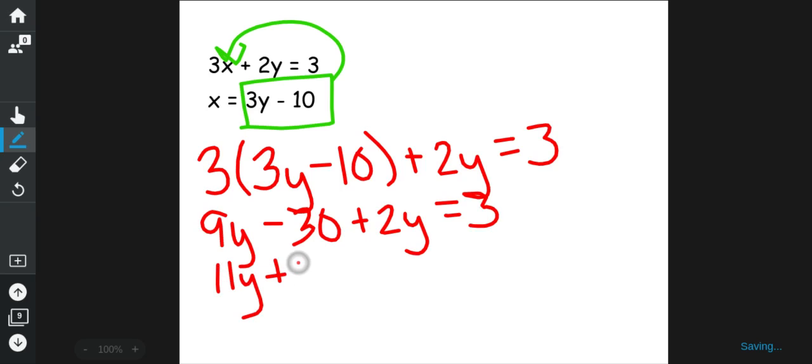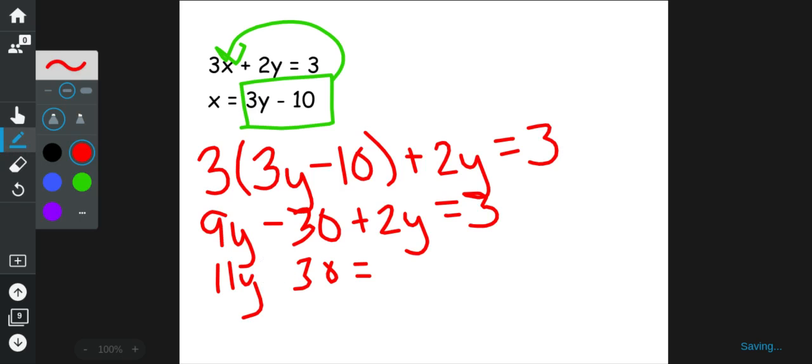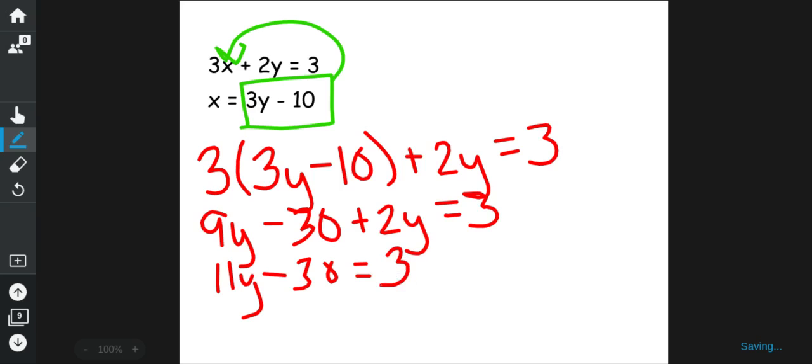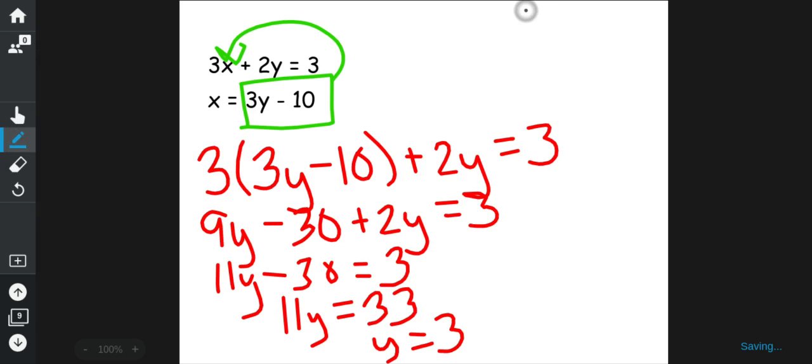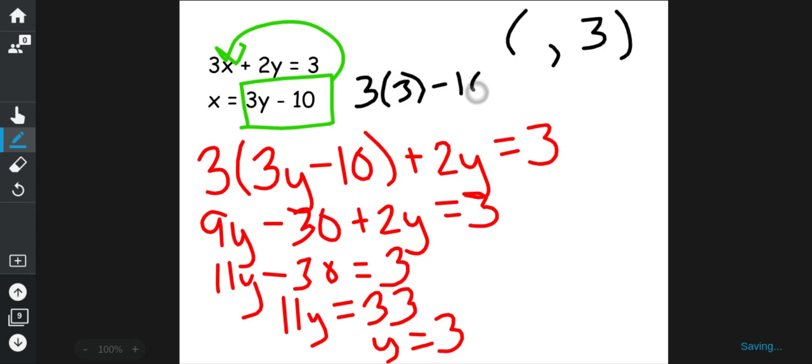11y minus 30 equals 3. 11y equals 33. Y equals 3. So the y part of our answer is 3. The x part of our answer is 3 times 3 minus 10, which is 9 minus 10, which is -1.